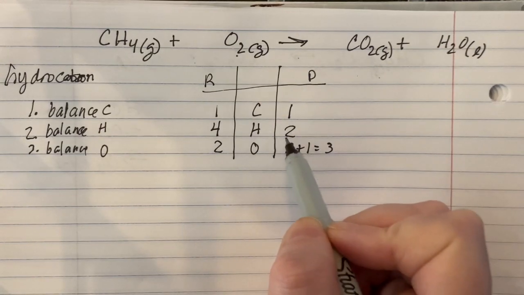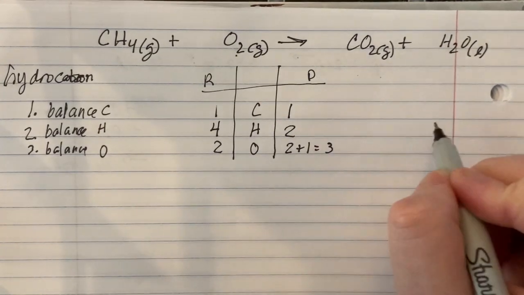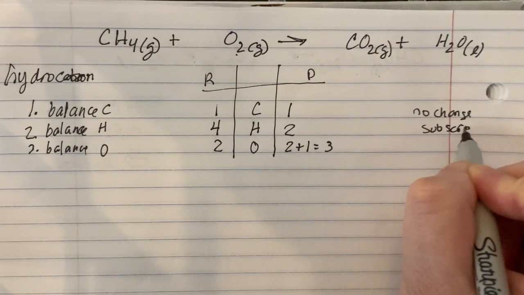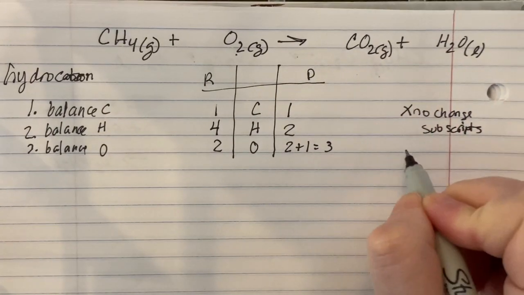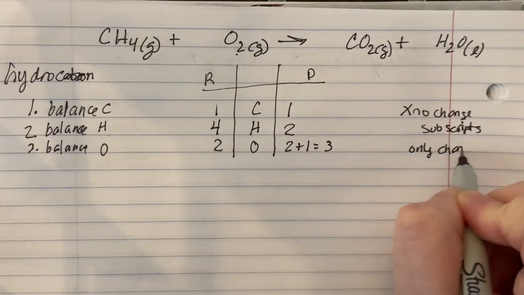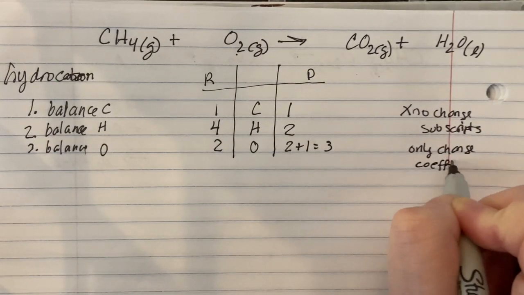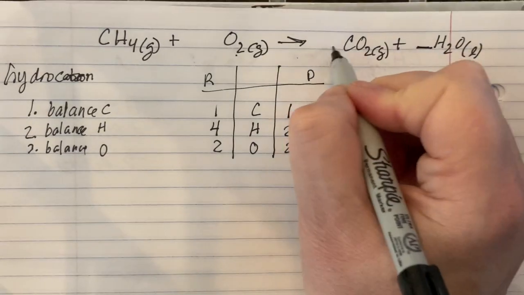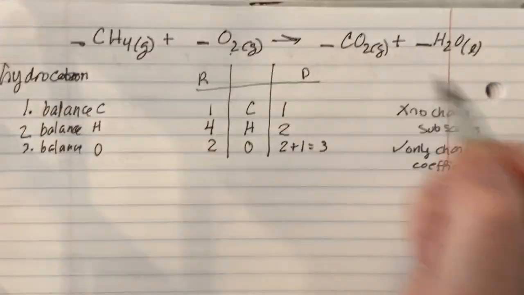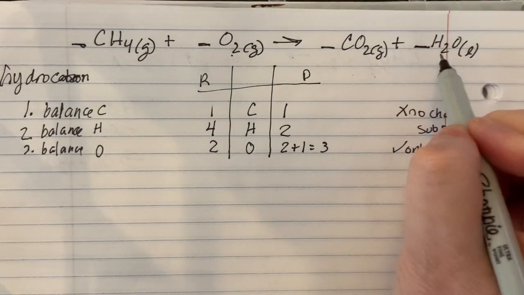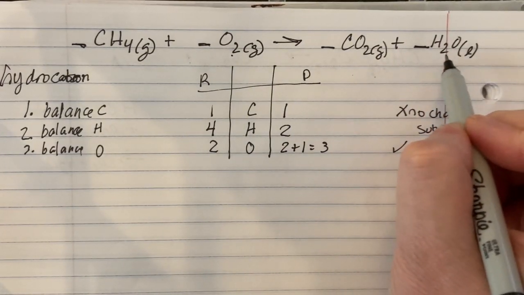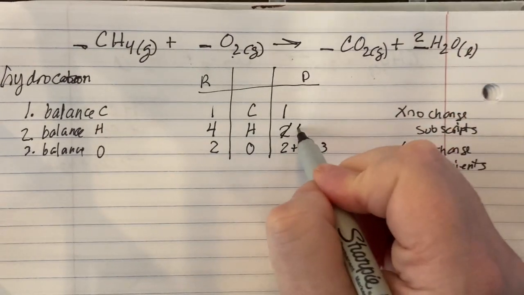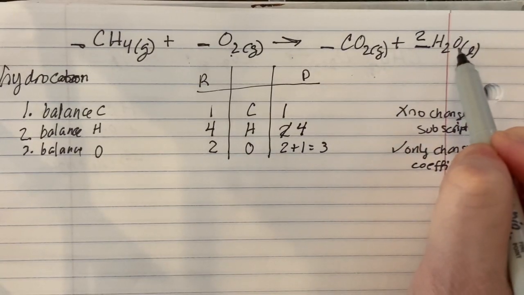4 hydrogens on the left, 2 on the right. Remember, we can change subscripts. No changing subscripts, no matter what. So I can only change coefficients. Okay. So that means I need to put something in front of these molecules and compounds to make it match. So I need 4 hydrogens. So 2 times what is 4? That's 2. So now I have 4 hydrogens on this side, but that also affects everything else in the molecule.